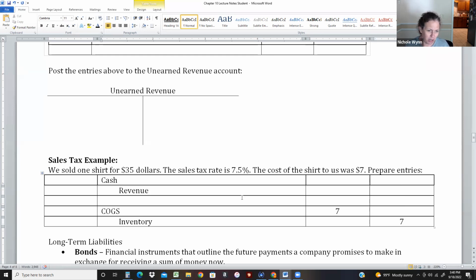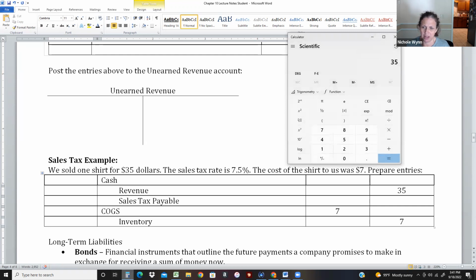So up here, though, on the sale of the shirt, I'm also going to have sales tax payable because the revenue is 35, but I'm going to charge the customer a sales tax, 0.075.